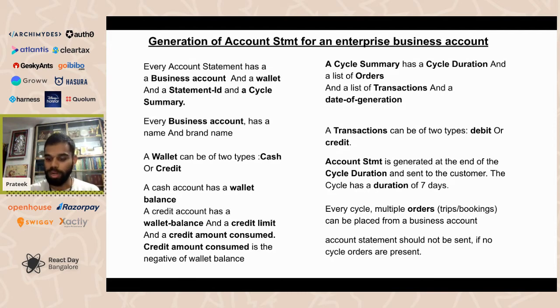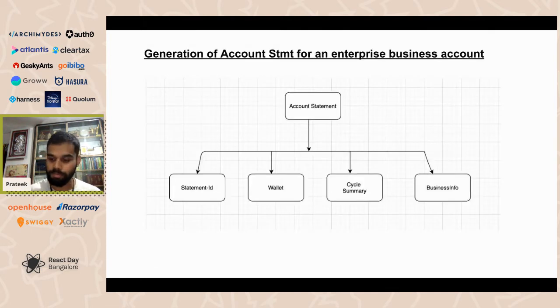I will walk you through it with the help of a diagram. So let's start with our account statement. The account statement has a statement ID, a wallet, a cycle summary, and business info. Also, focus on my use of the words "and" and "or". That will help us when we model the domain.